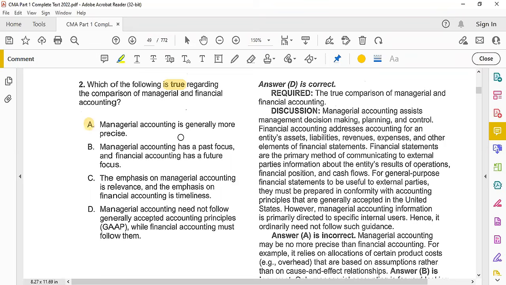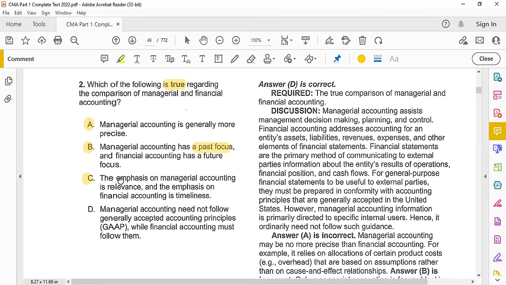Which is true for comparison of managerial and financial accounting? Number one, managerial accounting is generally more precise. What do you think? No, managerial accounting is always more detailed. More details we need, different reports, not precise. B, managerial accounting has past focus. No, it's future focus. We do the managerial reporting for future decision making. Financial accounting has past focus. We are preparing for the last 12 months. Right?